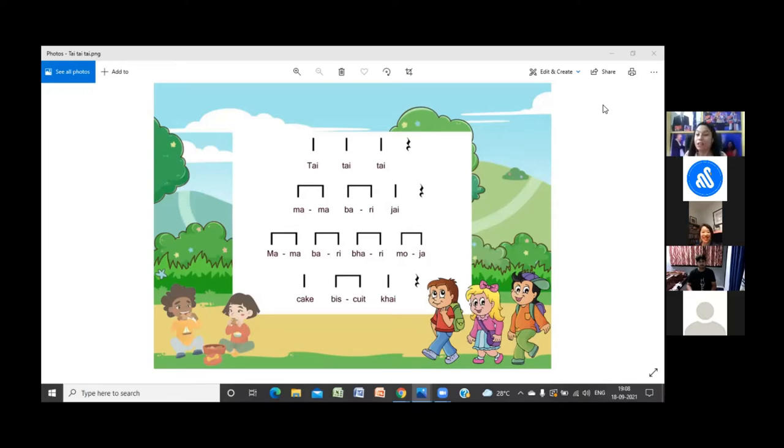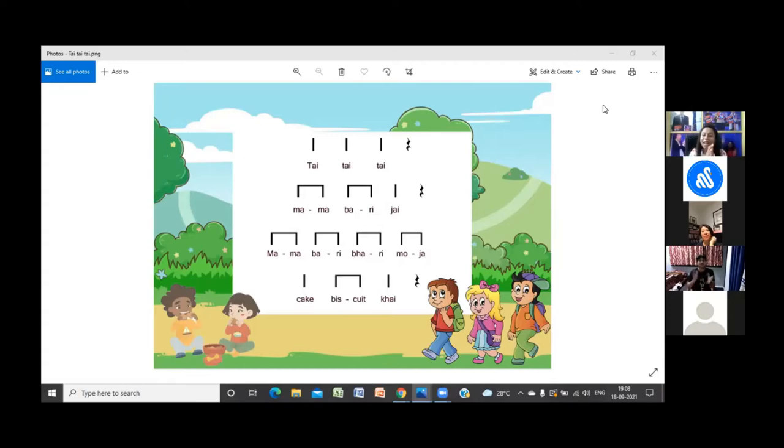Now, from A to K they will keep the pulse, and from L to Z they will clap the rhythm with the song. Okay. One, two, off we go. Tai, tai, tai. Mama bari chai. Mama bari bari moja cake biscuit khai. Very good. One more time.